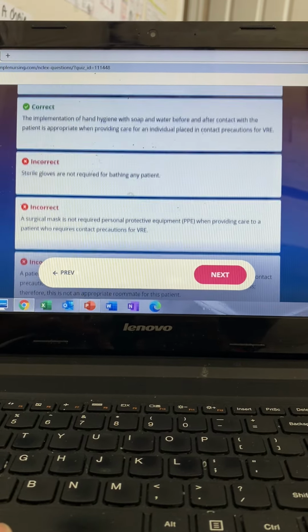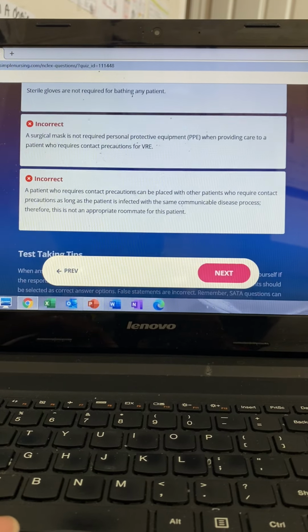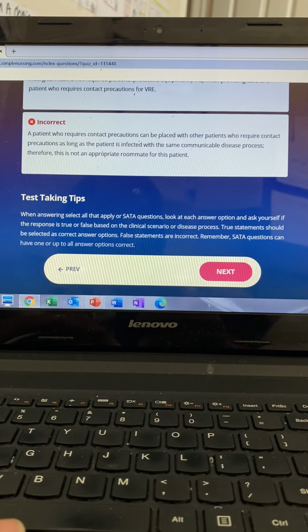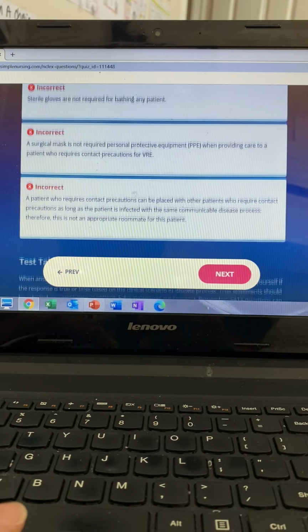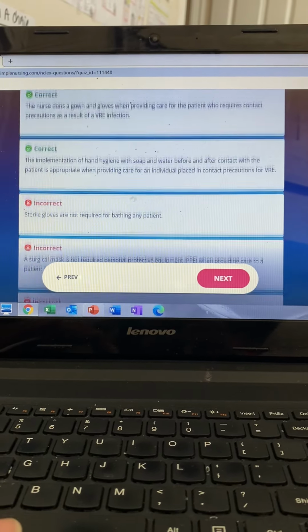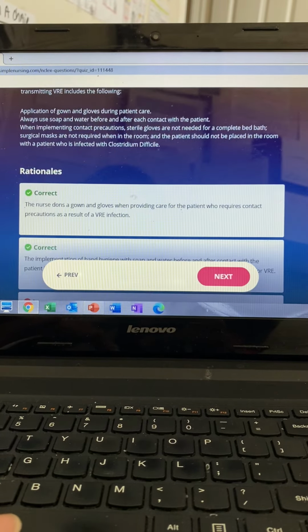So option 1 and 2 are correct here. We gown up and glove up for contact precautions. And option 2, we always wash hands before and after all the care. Now 3, 4, and 5 are incorrect here.